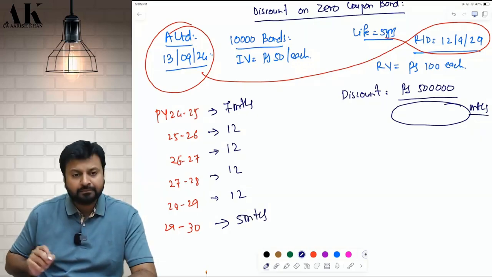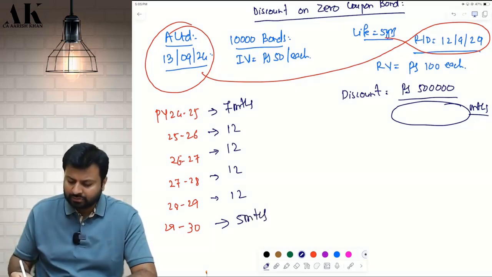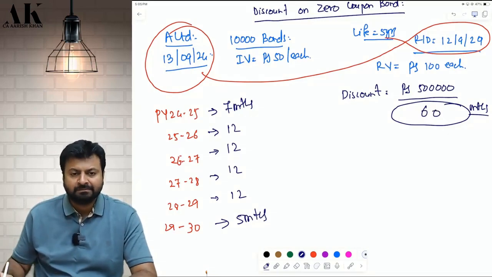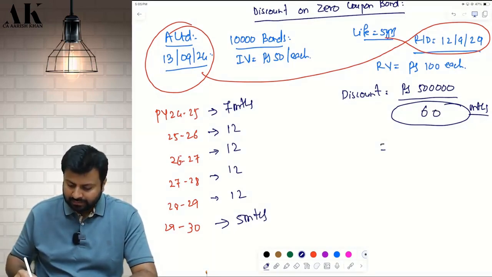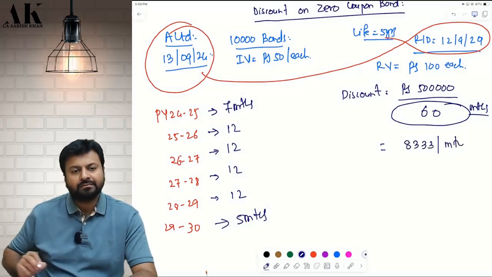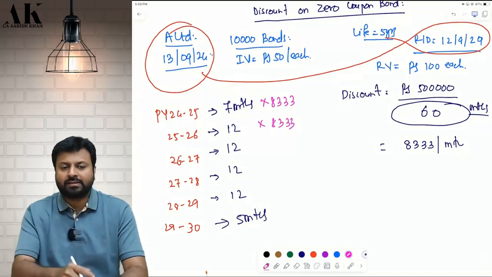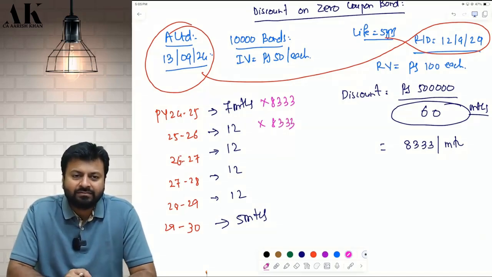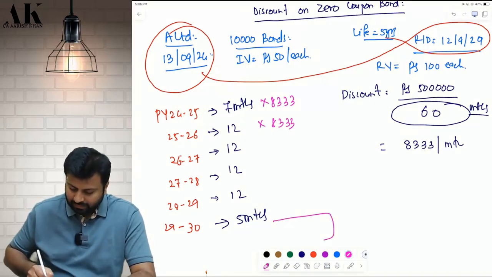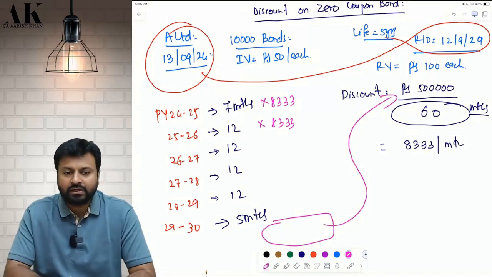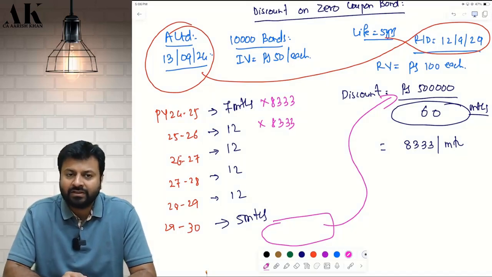Okay. If I total the number of months, it comes to 60 months. How many months? And therefore, per month data will come to 8,333 per month. Okay. And now I can multiply 8,333 every month, every year, with the relevant months. Did you understand? And now if I total, it will not exceed 5 lakh rupees. It will be exactly 5 lakhs. Is everyone clear with this? Please tell me.